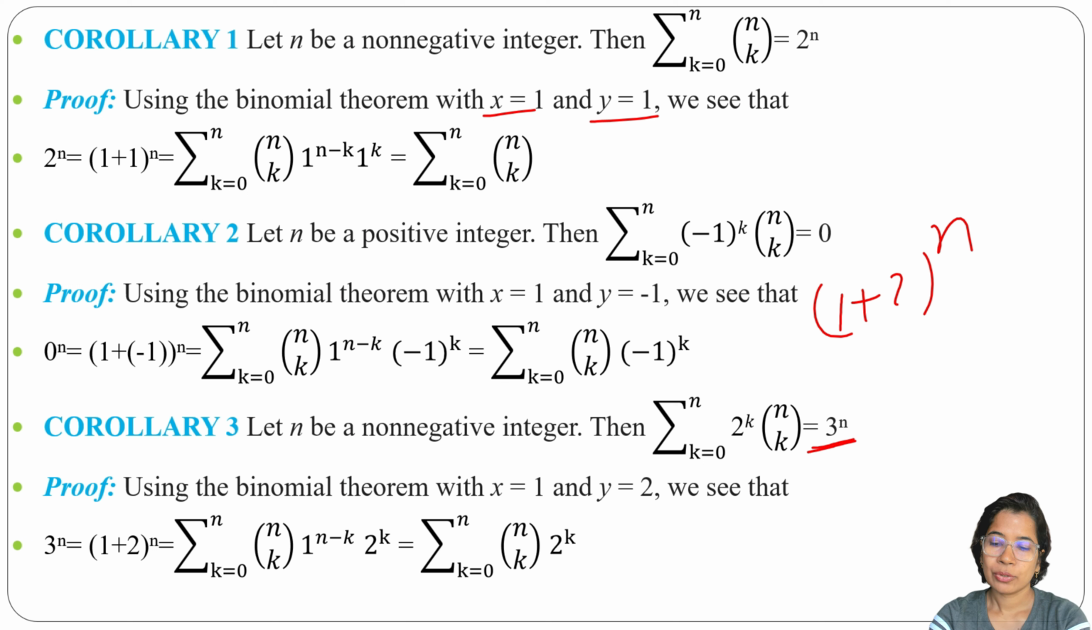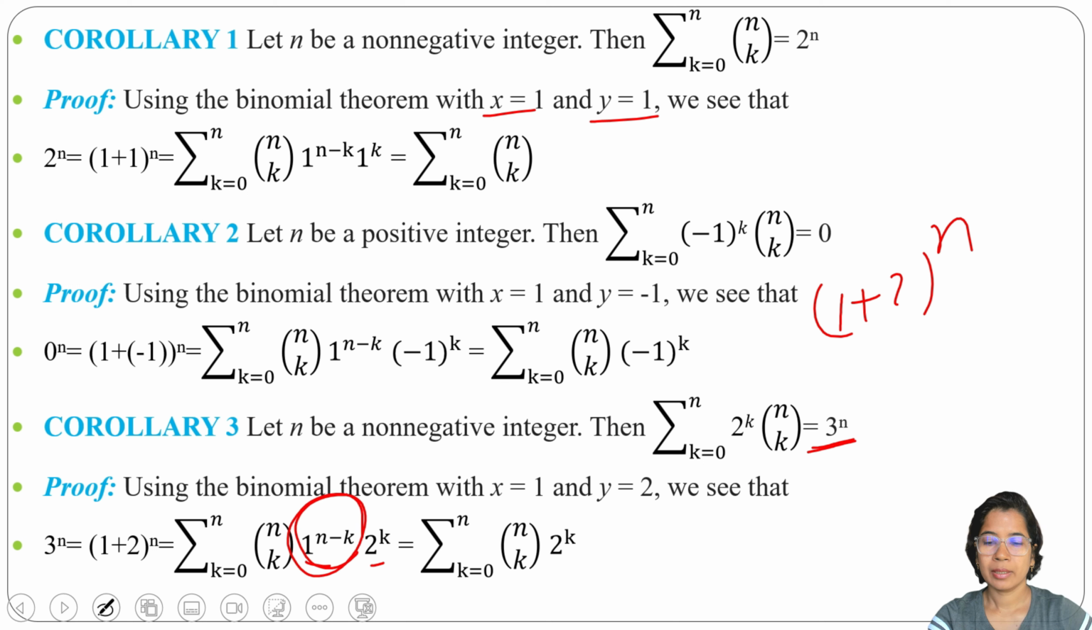So this equals the summation of k equals 0 to n of C(n, k) 1^(n−k) 2^k. This 1^(n−k) is 1, since 1 power anything is 1. So we got the summation of k equals 0 to n of C(n, k) 2^k.